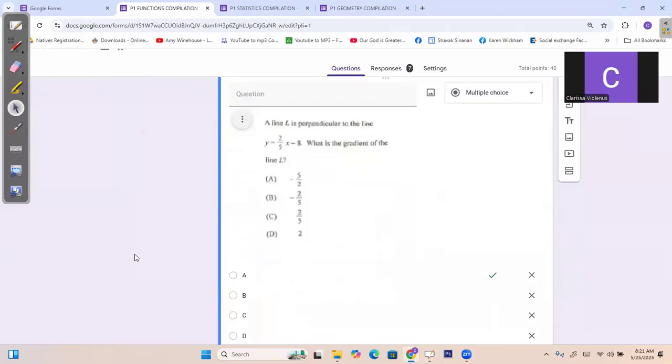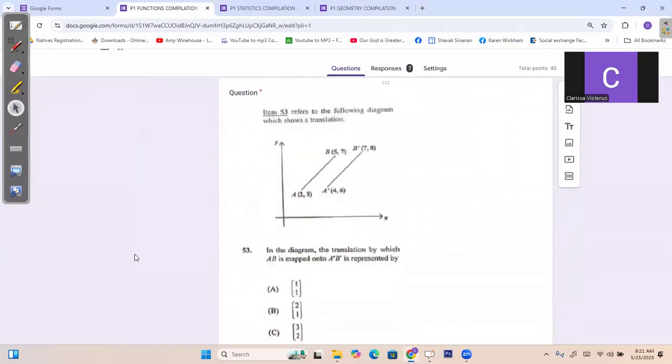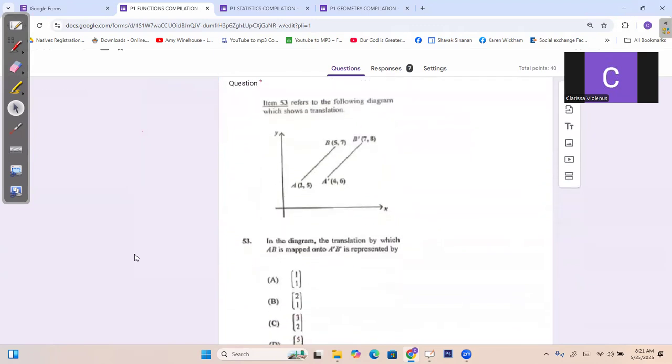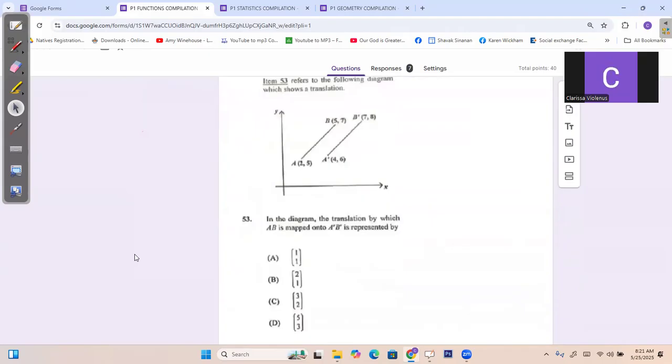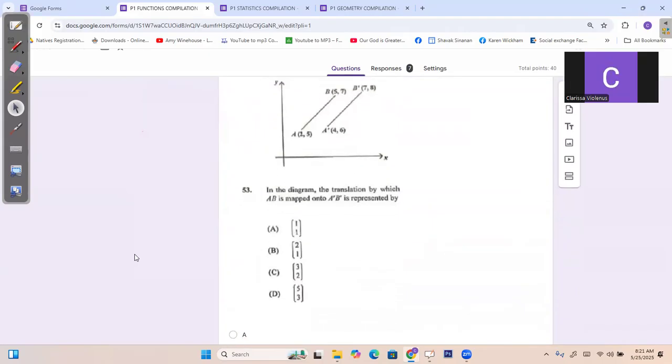All right. So let's keep it moving. These two lines are parallel. It shows the translation. This looks like vectors. It shows what the vectors are doing here. Look, there we go, in the diagram.